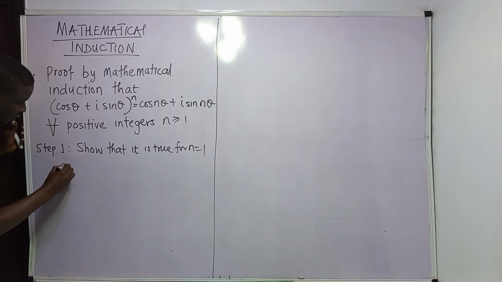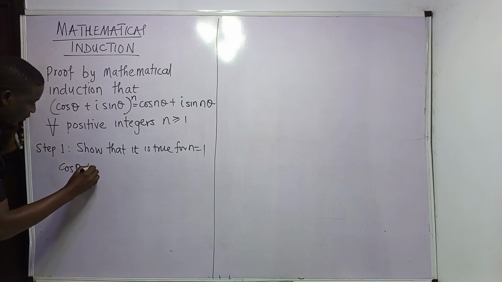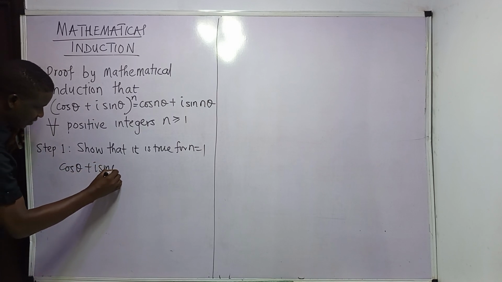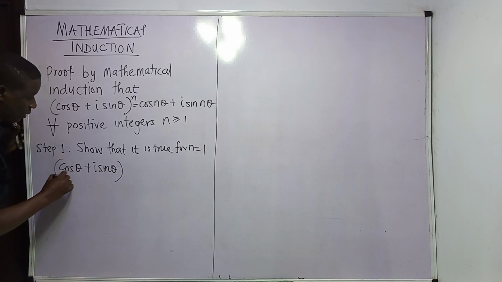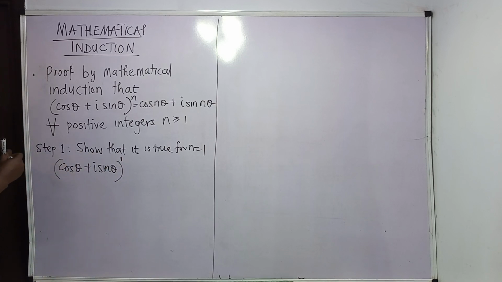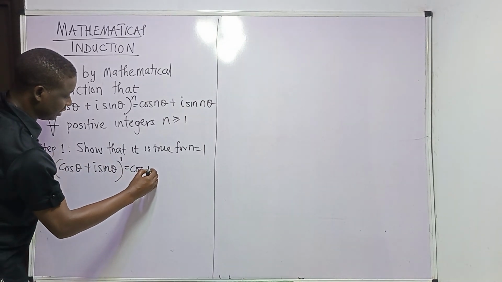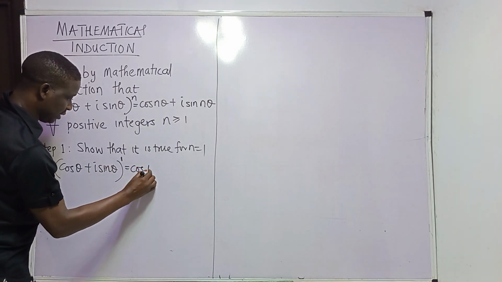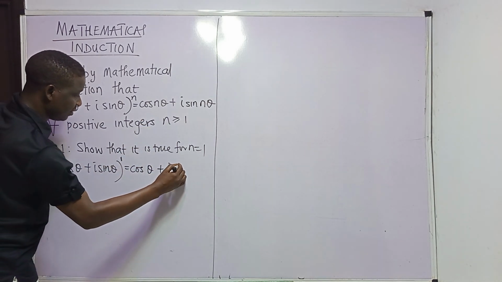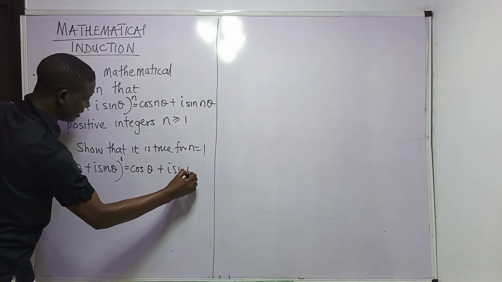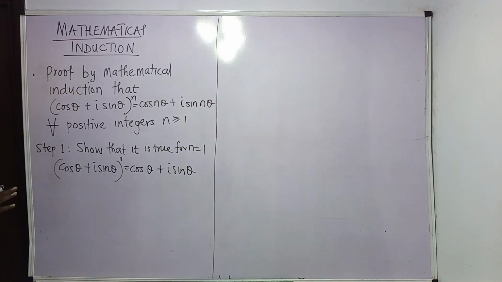Let's see, that is (cos theta plus i sin theta) all raised to the power 1. Anyway, you see n, put 1. Then it equals cos 1 theta, and 1 times theta is theta, plus i sin 1 times theta, which is theta. So that one is correct, first because anything raised to 1 is itself.